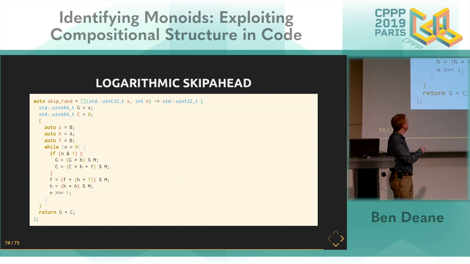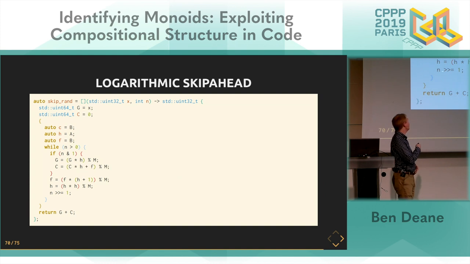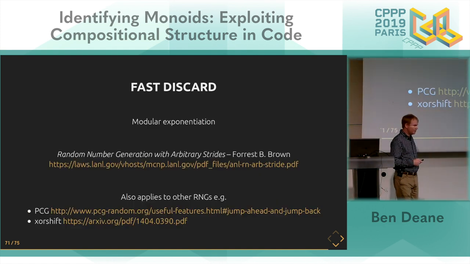You don't need to really look at this in detail. This is just doing some mods and adds and stuff. But the thing to look at here is, while n greater than 0, shift n. So this is obviously a logarithmic time loop, right? We're dividing n by 2 each time through the loop. This is logarithmic time skip ahead achieved by recognizing the monoidal operation of function composition and thinking, well, maybe we can do something with that. And there's plenty of literature on this.